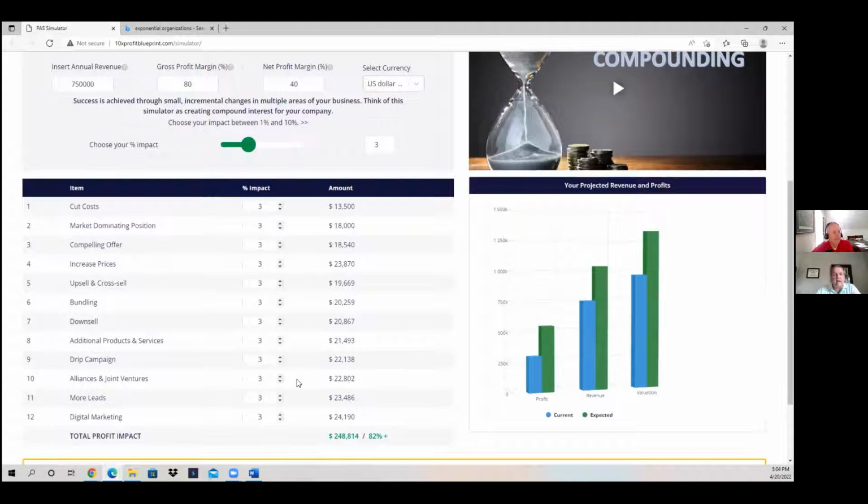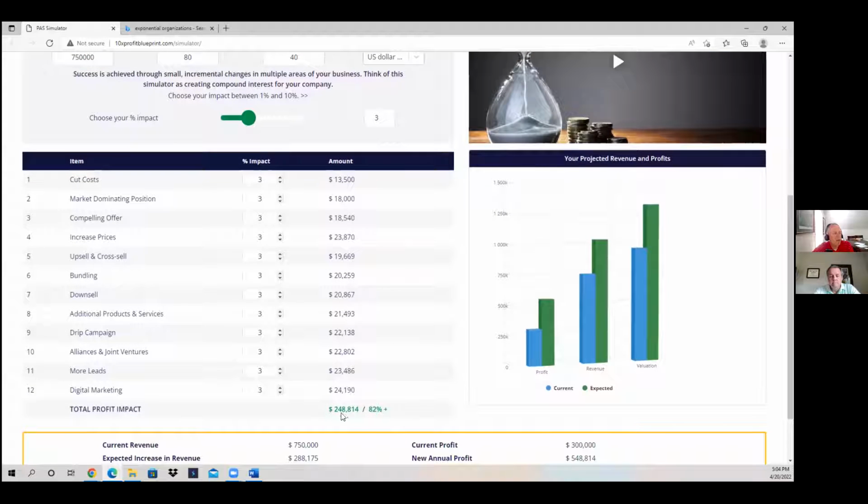That's just marketing: joint ventures and other alliances, getting more leads, attracting new clients through advertising and other things, and then digital marketing. So a 3% increase across the board. What does that do to your profit and what does that do to your gross sales? So go down, you can see the bottom of the part. So total profit impact: if you had a 3% change in each of those areas, that would generate an additional $248,000 in profit, an 82% increase in profit.